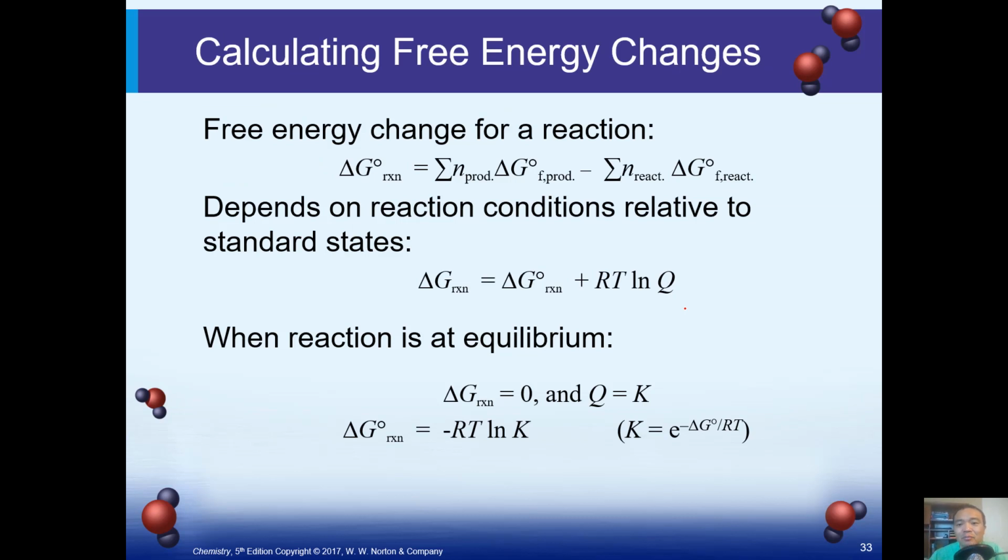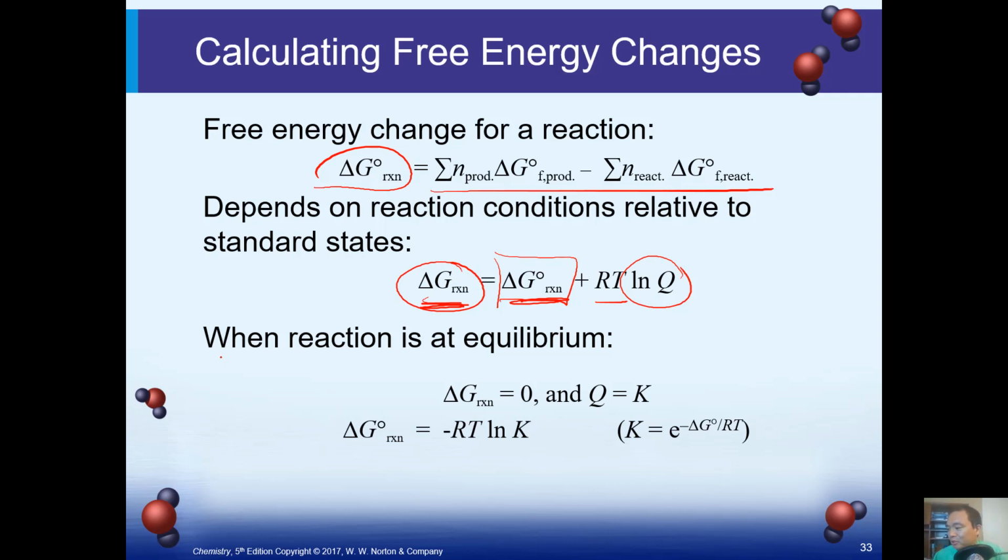We have seen previously that we can use free energies of formation and the fact that delta G is a state function to calculate the delta G for the reaction using this equation. But how do we calculate the delta G under non-standard condition? Delta G under non-standard condition is related to both the delta G naught, which is the Gibbs free energy under standard condition, and the actual R times T times the natural log of the reaction quotient.